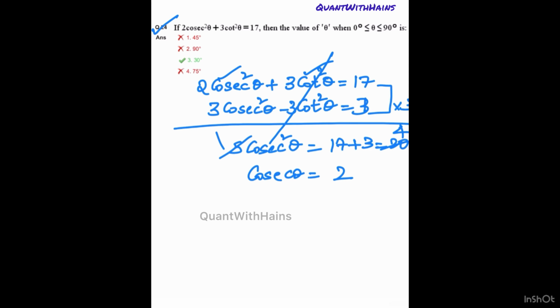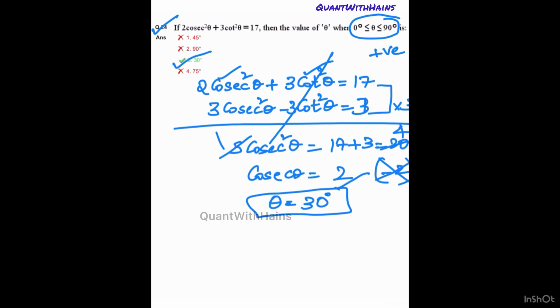We'll take only positive values because theta is between 0 and 90 degrees, where sine, cos, tan, cot, cosecant and secant are all positive. So we only take plus 2, not minus 2. From here we get the theta value as 30 degrees. So option 3.